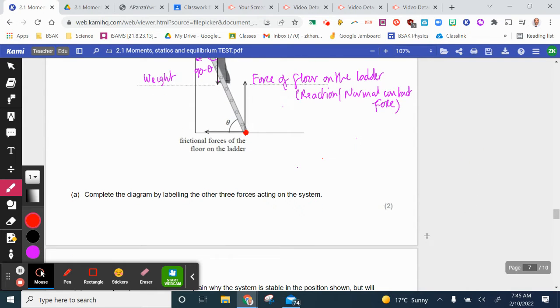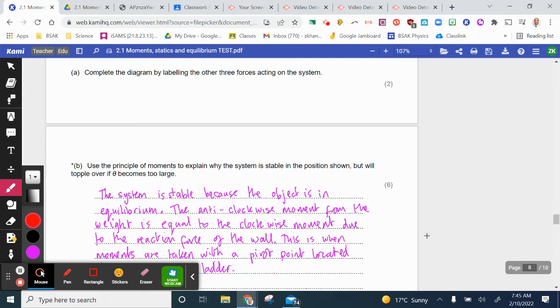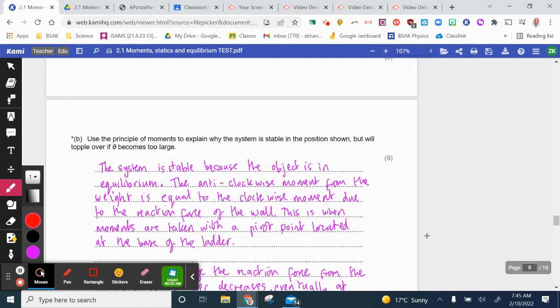So what does it say? Use the principle of moments. So that's the first thing to write down. What is the principle of moments? The system is stable because the object is in equilibrium. That means that the anti-clockwise moment from the weight is equal to the clockwise moment due to the reaction force of the wall. This is something you need to say specifically, not just generally that the sum of the anti-clockwise moments equals the clockwise moments. Which moment is created by what? That picks up the additional mark.